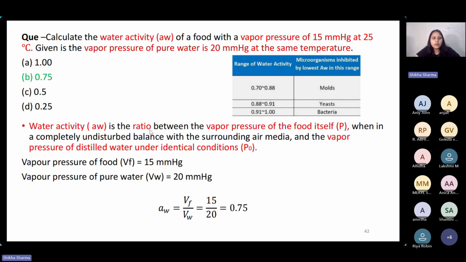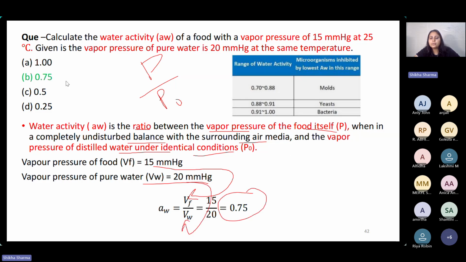Water activity is the ratio between the vapor pressure of the food itself when in complete equilibrium with the surrounding air and the vapor pressure of distilled water under identical conditions, which is P by P naught. The vapor pressure of the food is given as 15 mm Hg, divided by the vapor pressure of pure water, which is 20 mm Hg. So 15 divided by 20 will be 0.75. So B answer is correct here.